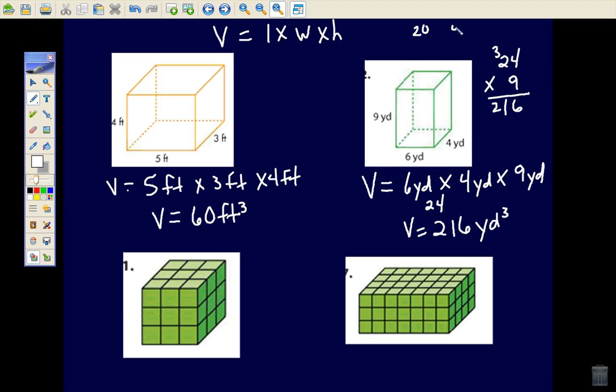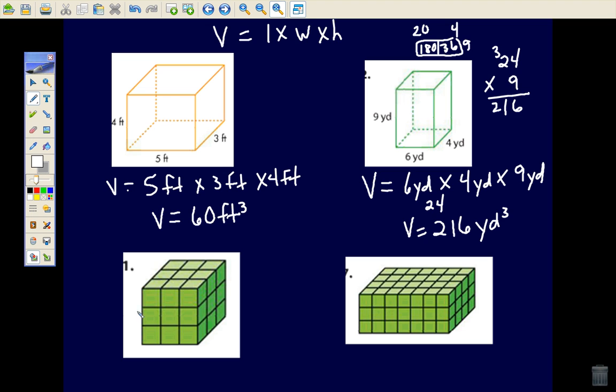You could have done 24 times 9 and gotten your 20 times 9 is 180. 4 times 9 is 36. And when you add those, you get 216. Either way, you still will get the same answer. You can even use lattice on it.